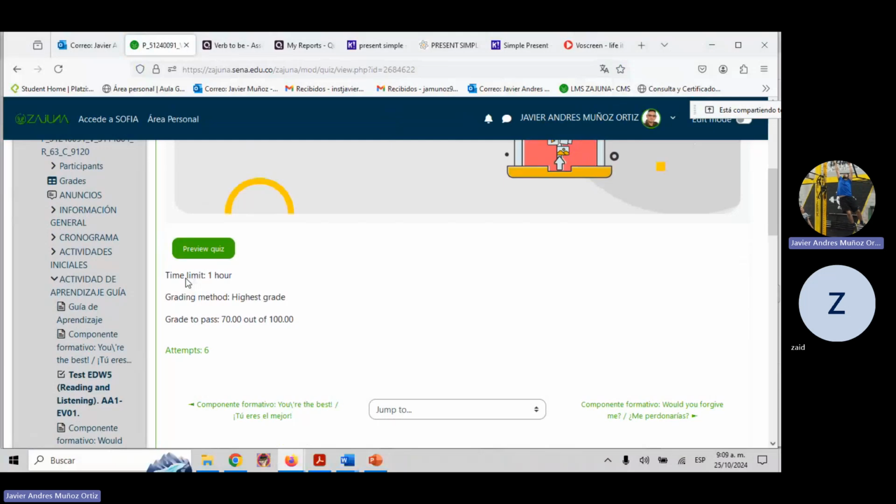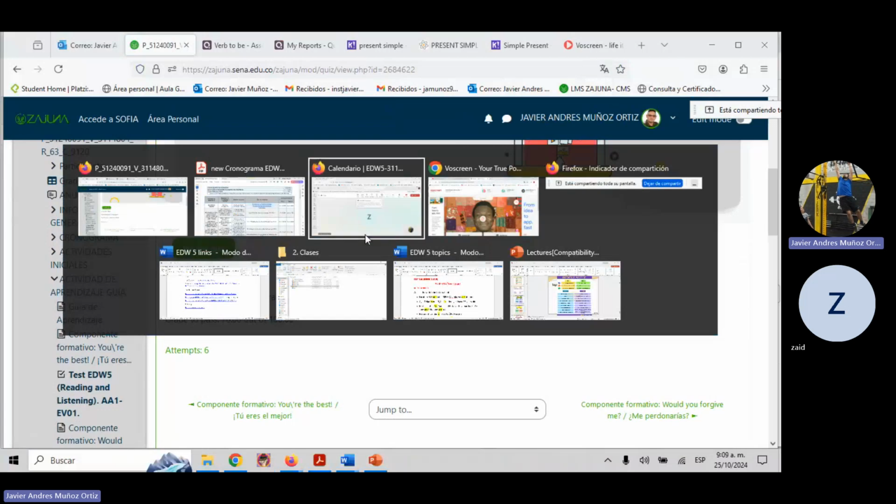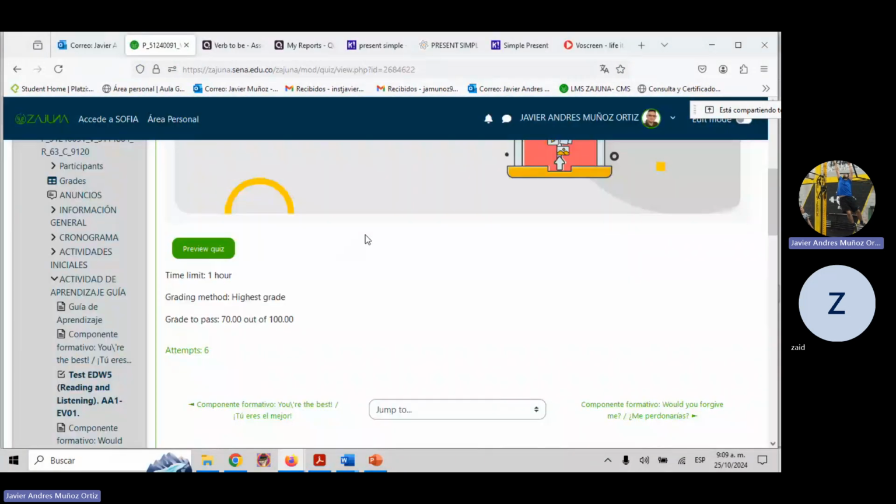And once we are in there, we're going to click on Test English Does Work Level 5. Once we are there, we're going to click on Take the test or present the quiz or preview quiz or something similar in order to be able to present the test. Let's remember that we have to get at least 70% of accuracy to pass the test.